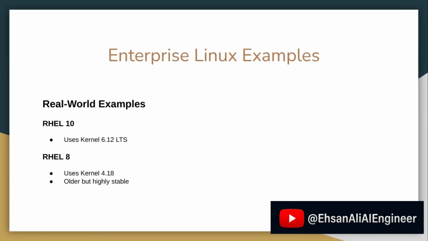Enterprise Linux distributions prioritize reliability over cutting-edge features. For example, Red Hat 8 was built on kernel version 4.18. Even when newer kernel versions were available, this allows organizations to run mission-critical workloads on a thoroughly tested platform. Similarly, RHEL 10 is based on a newer LTS kernel that balances stability with modern hardware support.